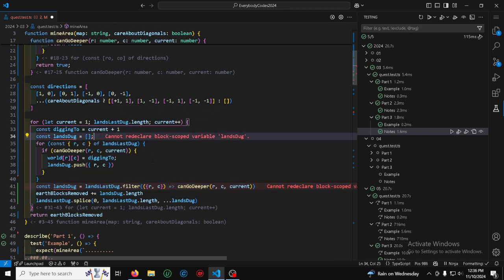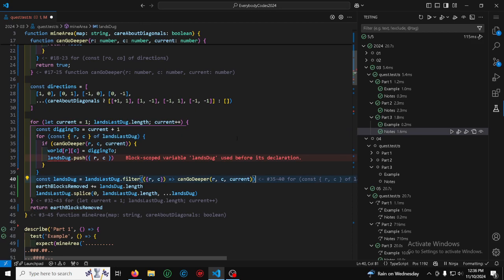So landsDug is this, and then we iterate through them, and we dig to it, effectively. We update the world. So we're keeping two things in state here. We're keeping the next lands we can dig. We're keeping track of the world. I'm trying to think if there's a way to consolidate them both without it being too ugly. And I'm not thinking of anything, so it sounds like it's going to be a bit ugly.